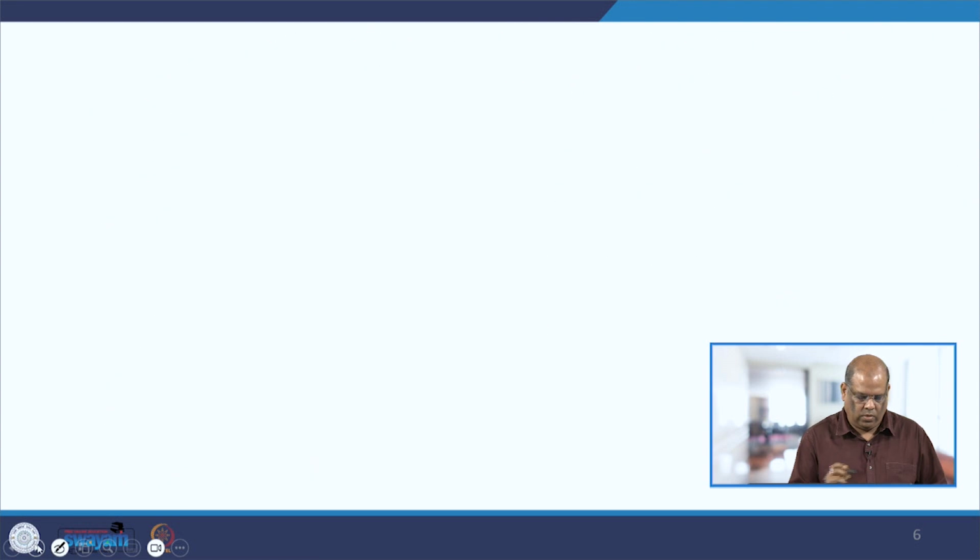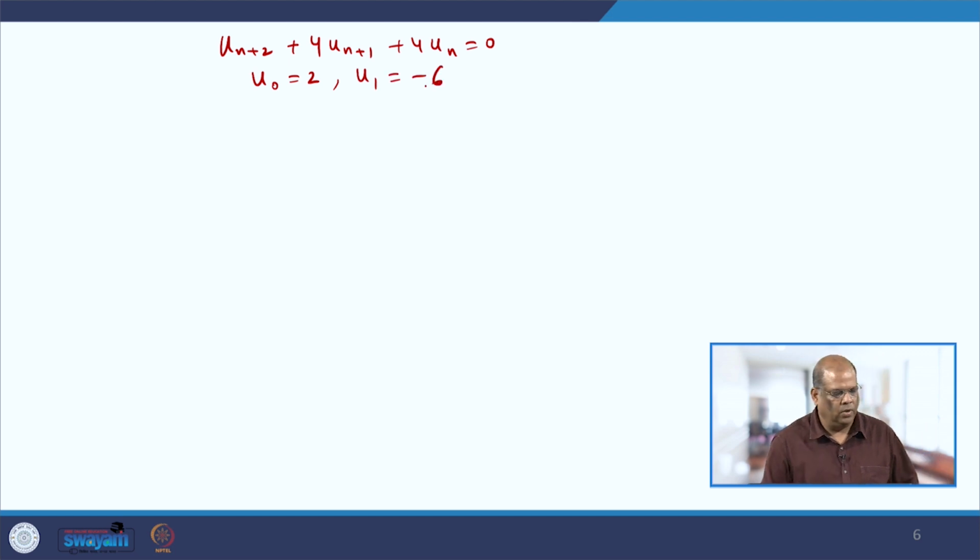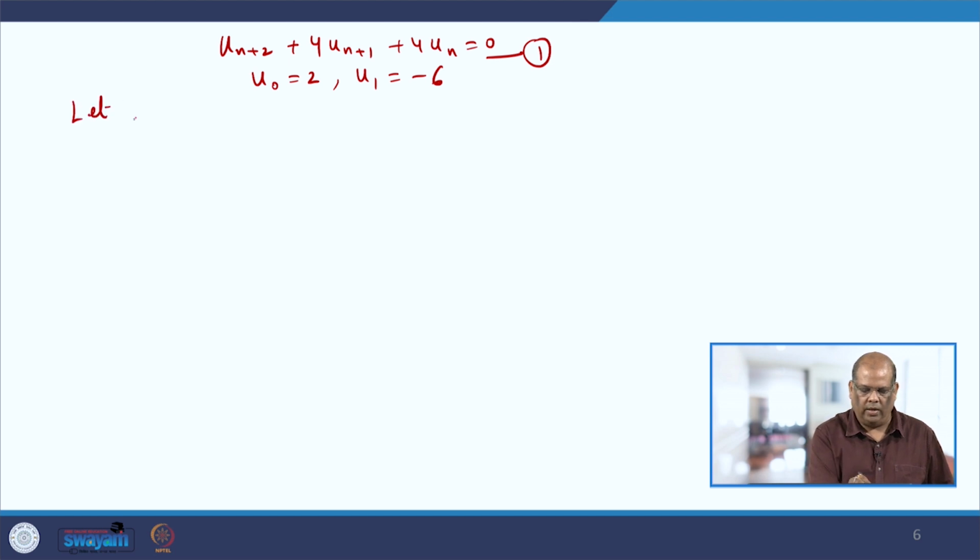Let's move on to another example. Say un plus 2 plus 4 un plus 1 plus 4 un equal to 0, and you have u0 equal to 2, u1 equal to minus 6. So just as before, you write let un equal to some ck to the power n with c not equal to 0 be a solution of 1.